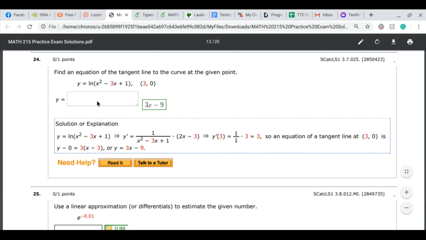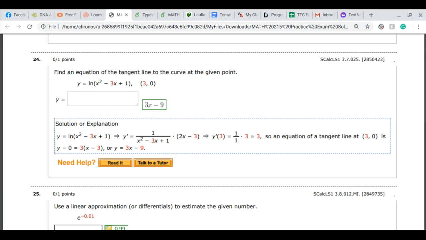And then y minus, what happens when you plug in 3 here, we get ln of 1, which is 0. So it's y minus 0 equals 3 parentheses x minus 3. Distribute 3, we get 3x minus 9.